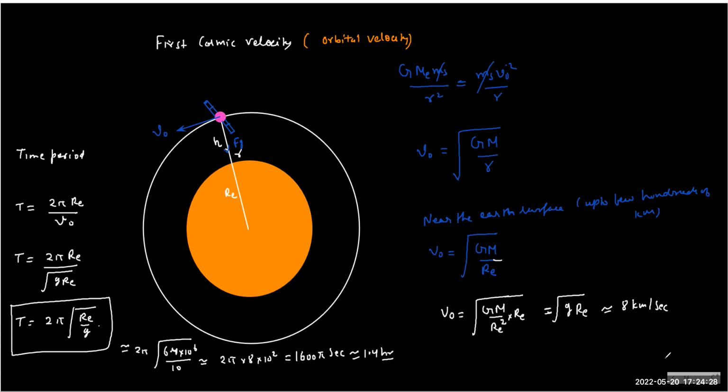Am I audible? Yes, sir. Okay, so this is the first cosmic velocity, and to get it, what we need is just the circular motion concept. What is further interesting is that the time period is again going to be the same answer, 2 pi root of R by g, about 1.4 hours. This is a rough value, 8 kilometers per second, but you should remember this.